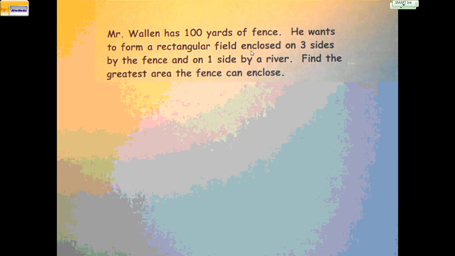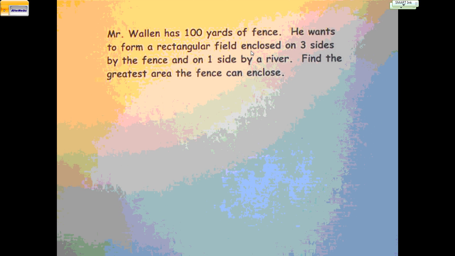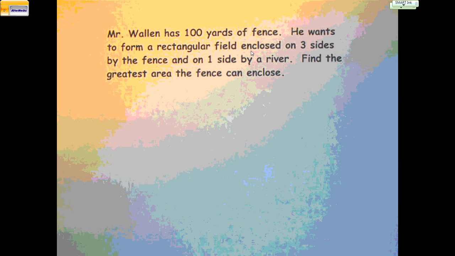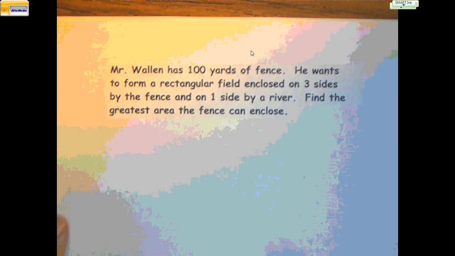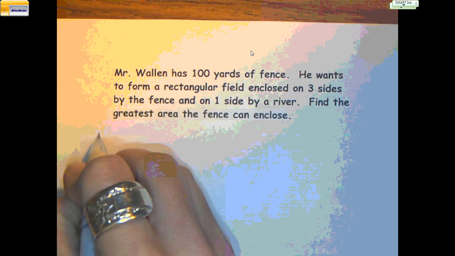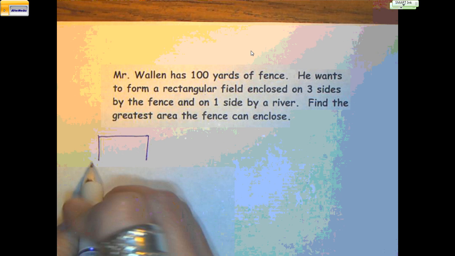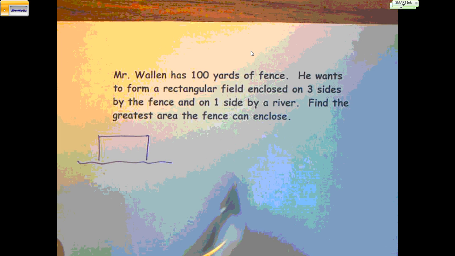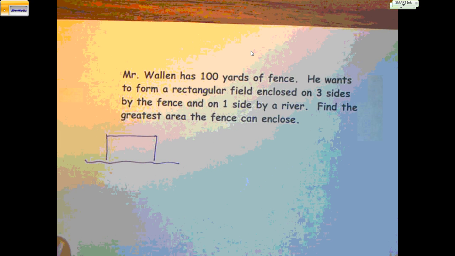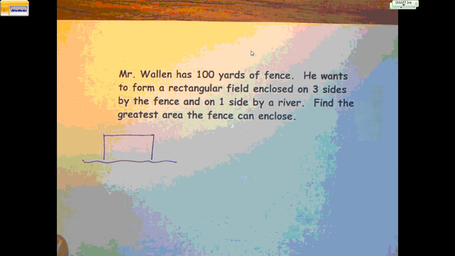Alright, so we're starting on the side that says Mr. Wallen is talking about his fence here. It says that he has 100 yards of fence he can put up, and he wants to form a rectangular field enclosed on 3 sides. So rectangular, 3 sides by the fence, and 1 side by a river. So here's our river. Find the greatest area the fence can enclose.